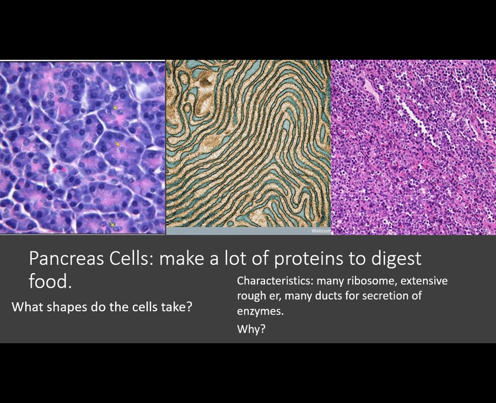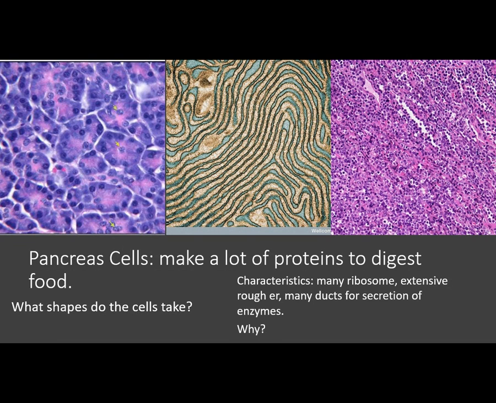Okay, then we have your pancreatic cells or pancreas cells. They have many ribosomes, extensive rough ER, and many ducts for secretion of enzymes. So, first of all, they have many ribosomes. Again, the ribosome is your protein factory. And so it makes the enzymes that it needs.